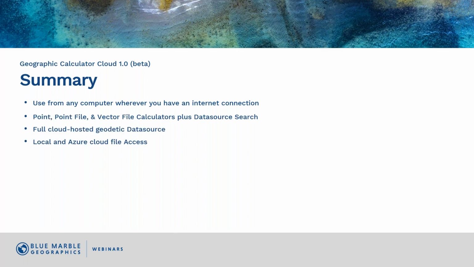Okay, and just a reminder that currently we offer 3 types of calculations: the point, the file, and the vector. That's a subset of what the desktop offers. We do have the complete geodetic data source available on the cloud, and file access is available either locally or currently from Azure Cloud. If you happen to have an Azure account and are storing data on the Azure Cloud, you can put in what's called a SAS key, and the application can go grab the data right from your cloud storage.